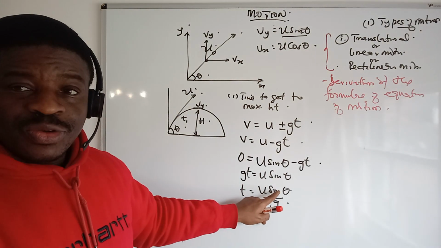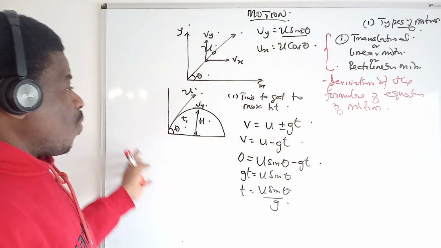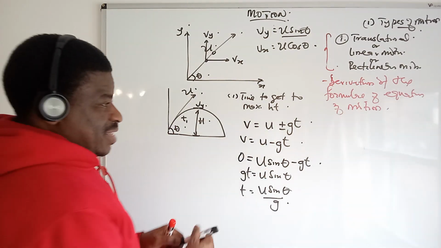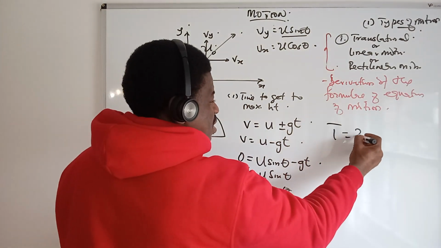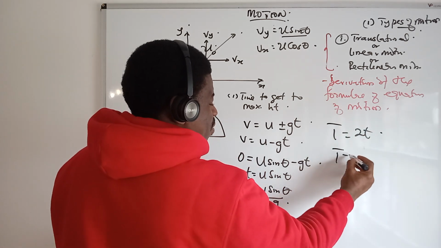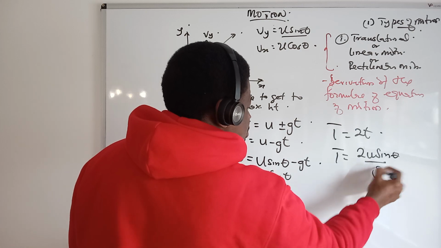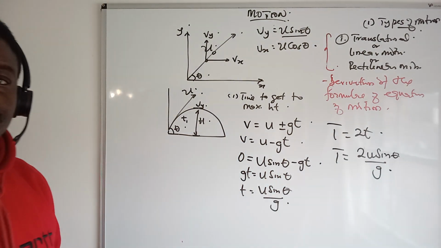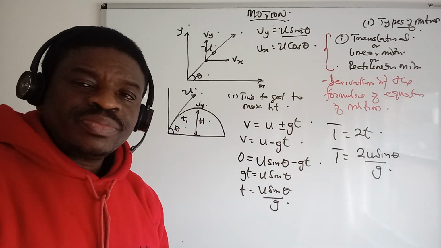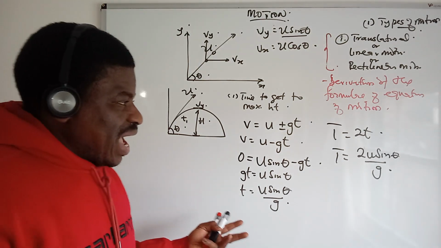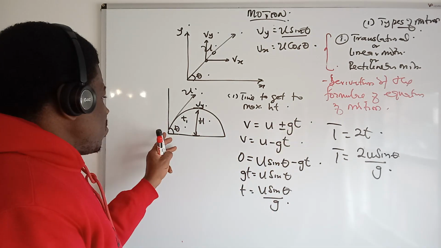Is still the same, u sine theta all over g. So what is the time of flight? Now I told you the time of flight, with capital T, is 2t. So the time of flight will be 2u sine theta all over g. So please take note of that. The time of flight is capital T from here down.